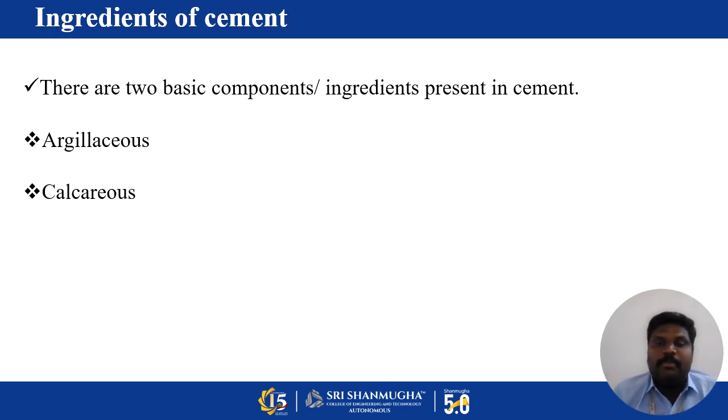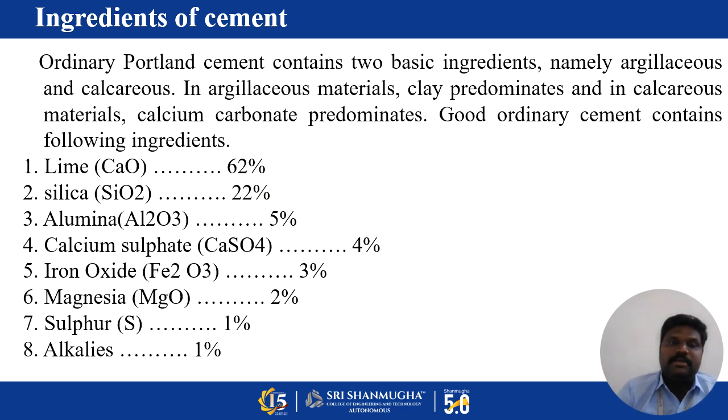There are two basic components or ingredients present in cement: argillaceous and calcareous. In cement, we have two categories: ordinary Portland cement, OPC, and Portland pozzolana cement, PPC. Mostly we go with OPC. The recent trend is to incorporate some cementitious material into cement manufacturing. So PPC is used especially for plastering or making structures. We are using OPC.